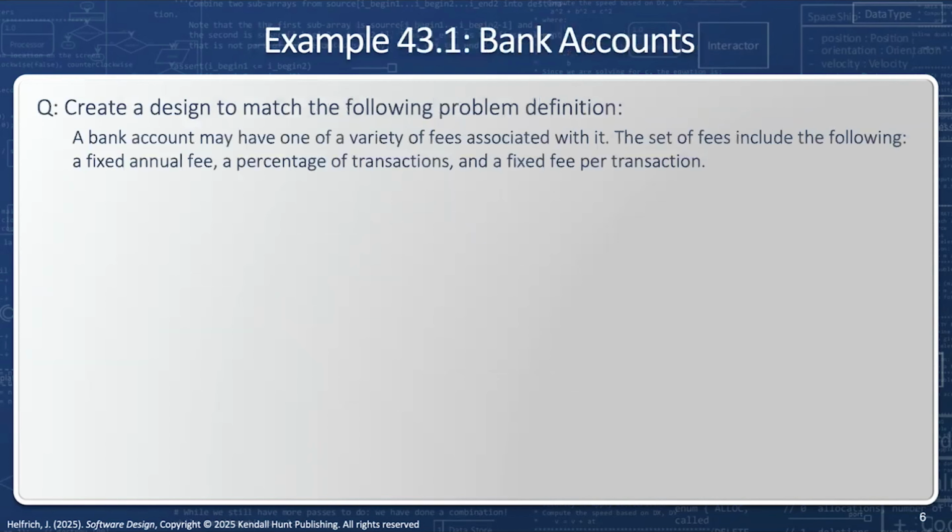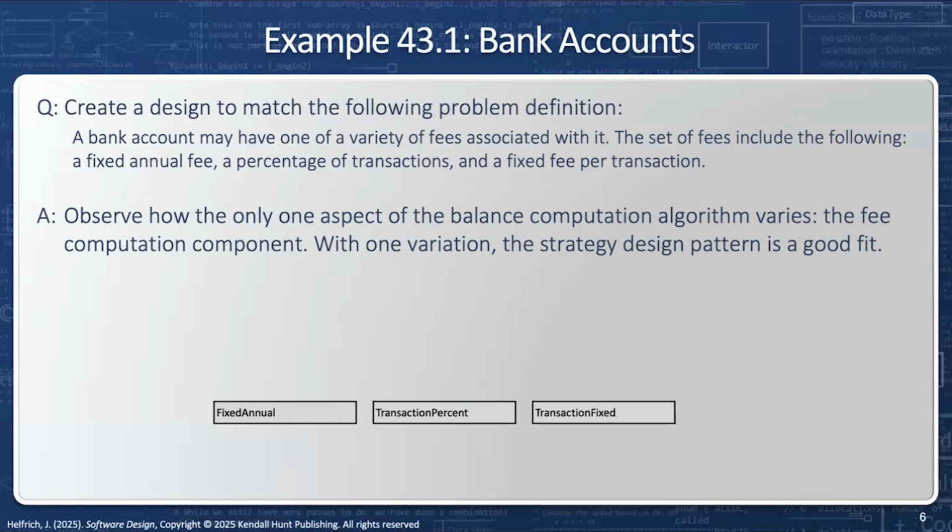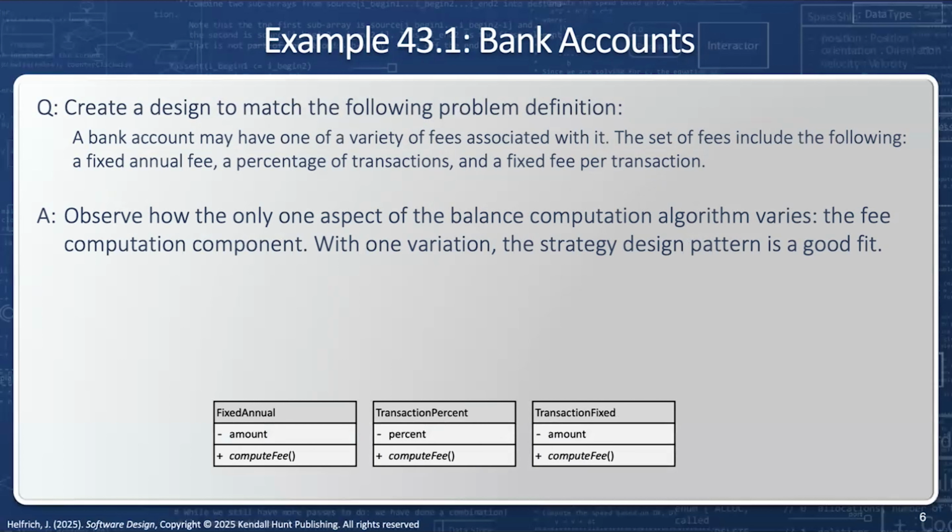Now, here's another example. I have a collection of different types of bank accounts, and I need to handle fees. There's a fixed annual fee, a percentage of transaction fee, and there's a fixed fee per transaction. So what I'm going to do is create a fixed annual, a transaction percent, and a transaction fixed concrete strategy. And these will have a compute fee method associated with them.